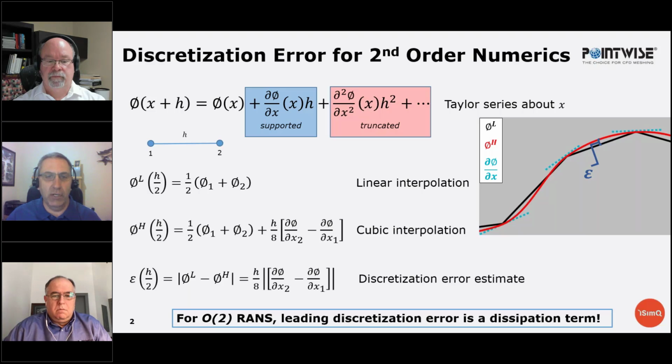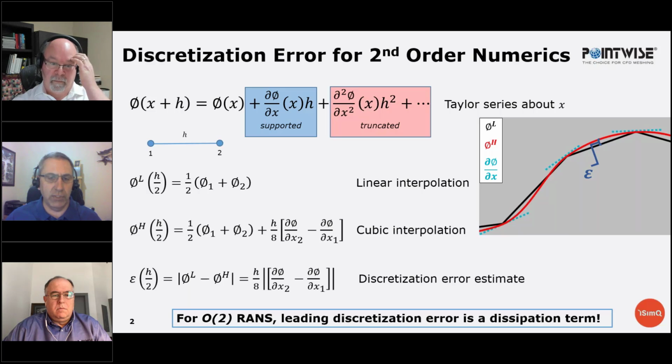And for a second order solver like ANSYS CFX or many of the production solvers out there, the solution is assumed to be linear between the 2 degrees of freedom. So if we want to interpolate the solution between them at the mid-span location, we have what we're calling the low order interpolation form at h/2, which is, in this case, simply an average of the two nodal values.